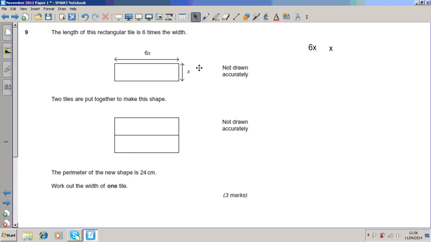The length of this rectangular tile is 6 times the width. Oh, they've even told you 6x and x. Brilliant. 2 tiles are put together. Let's label up. That's 6x. That's 6x. That's x. That's x. That's x. And that there is x. The perimeter of the new shape is 24 centimetres. Work out the width of one tile.